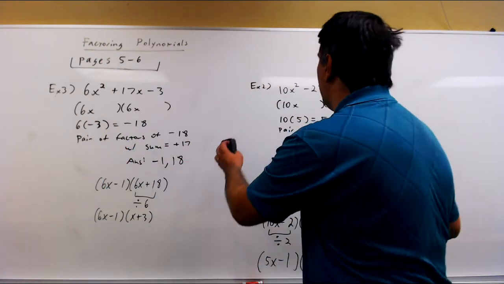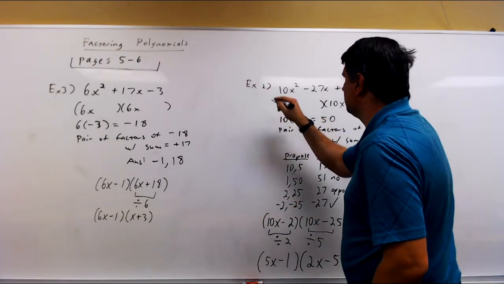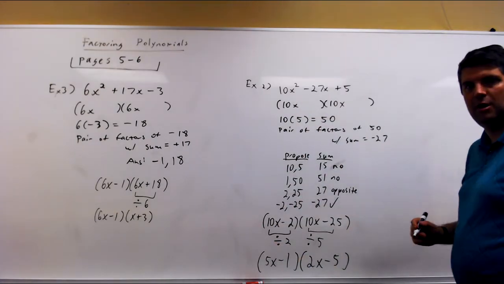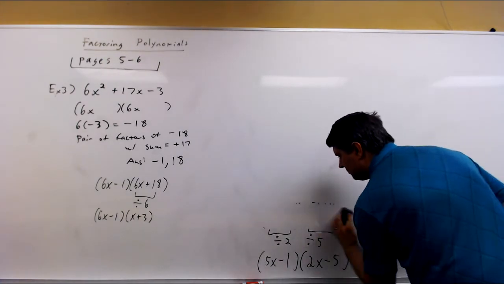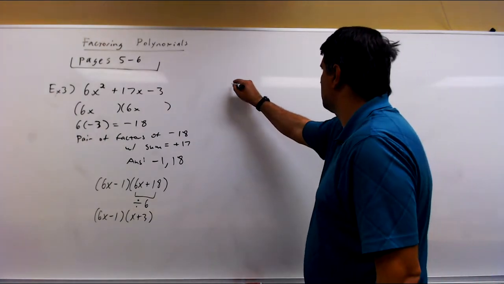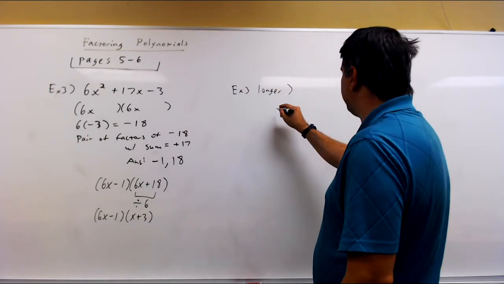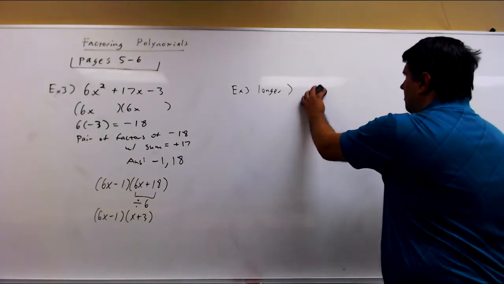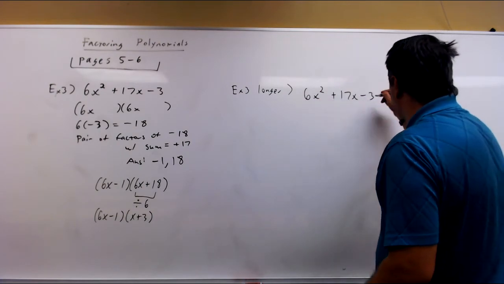All right, now let's suppose I choose to do this. So this time only one of the binomials had a common divisor. Okay? I'm going to do example 3 again, longer. So I'll have 6x squared plus 17x minus 3.